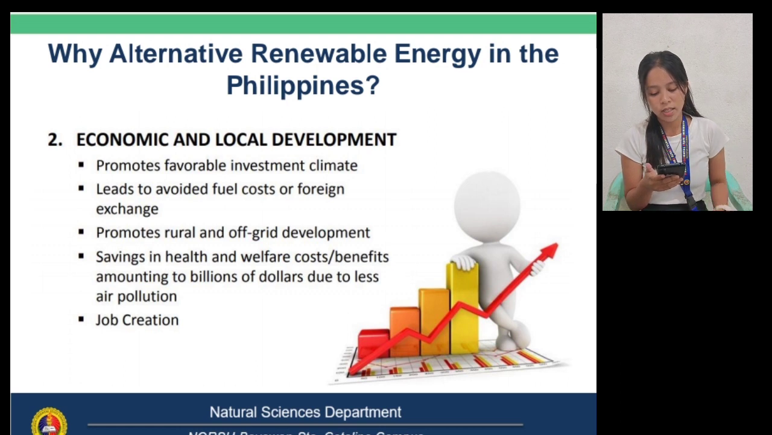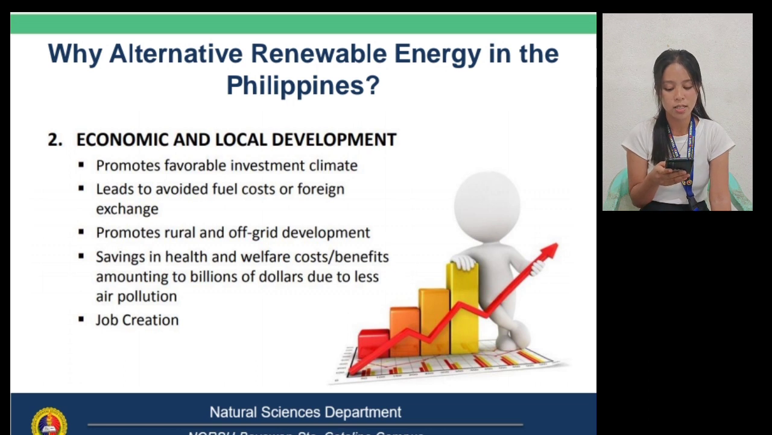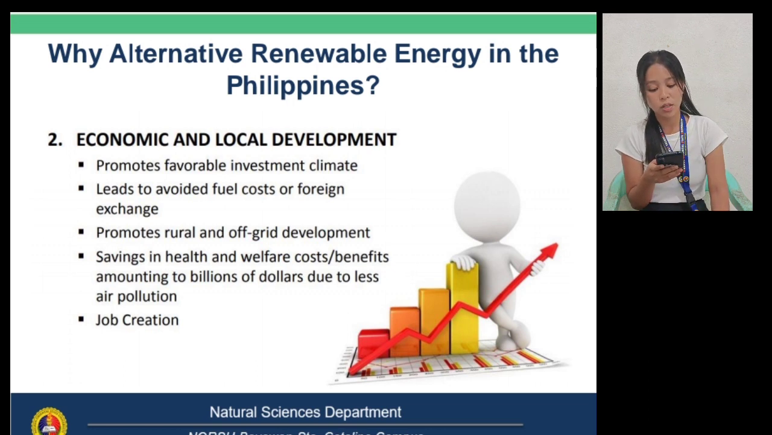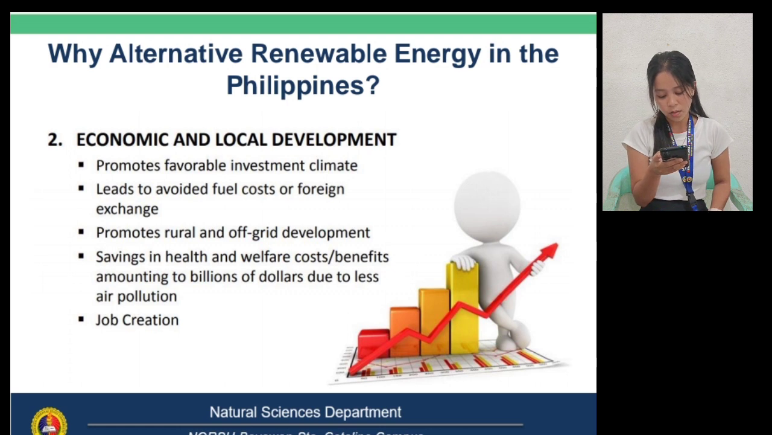Economic and local development can lead to avoided fuel cost of foreign exchange through a few pathways. 1. Efficiency improvement. 2. Diversification of energy sources. 3. Job creation. 4. Economic stability. In all these cases, economic and local development can lead to avoided fuel costs and reduce dependency on foreign exchange for fuel import. Then promote rural and off-grid development.